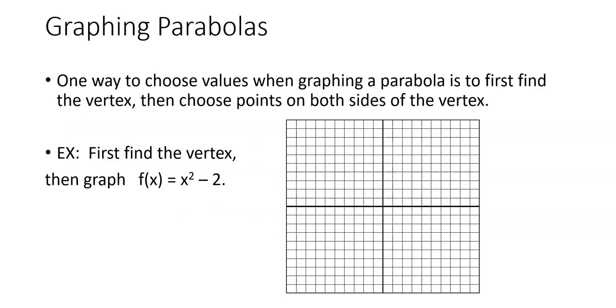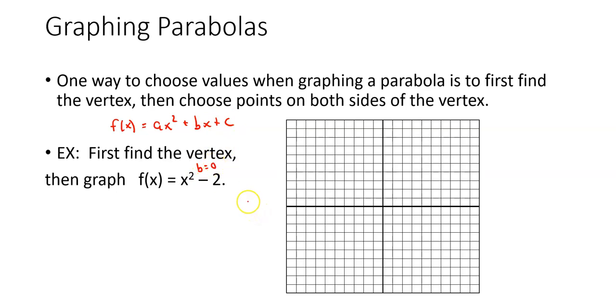All right, so how do I graph these things? Let's take a look at how to graph these parabolas. One way we can choose to do it is by finding the vertex and picking points on either side of the vertex. So here's f of x equals x squared minus 2. Now, a little trick here. Remember the function is f of x equals ax squared plus bx plus c. You notice here we have no middle term, which means b is 0.